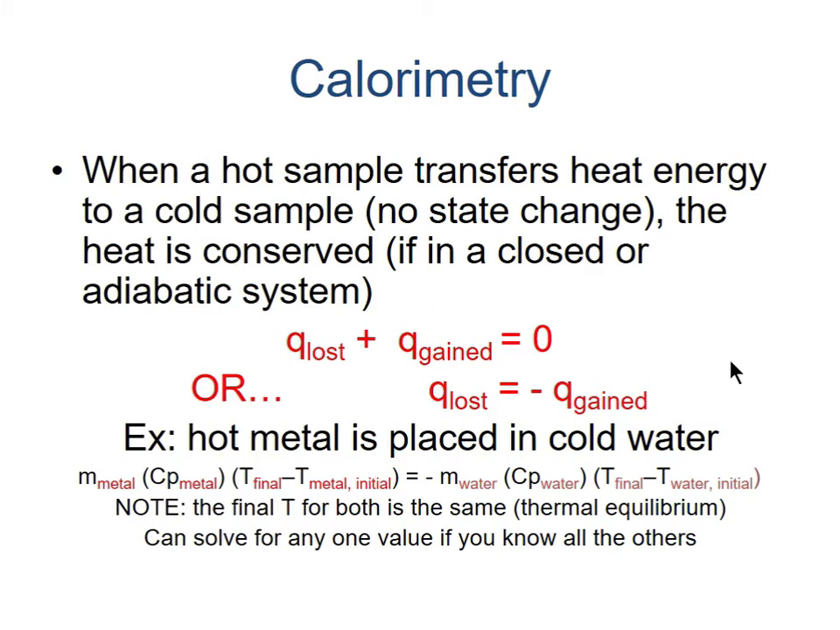A related topic to specific heat type of processes in calculating the heat involved in changing temperature is something called calorimetry. And this is based on the fact that both the system and the surroundings are changing, right? So if the system is releasing heat to the surroundings, both are going to change temperature. And if the surroundings are adding heat to the system, both are going to change in temperature.